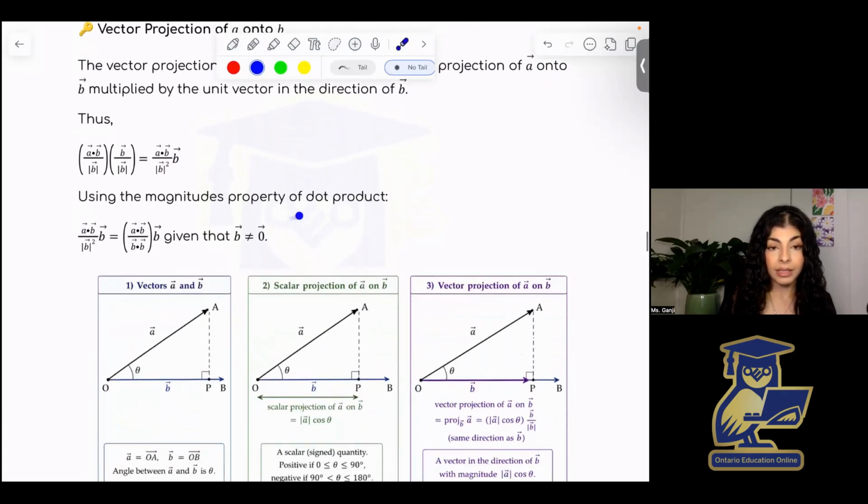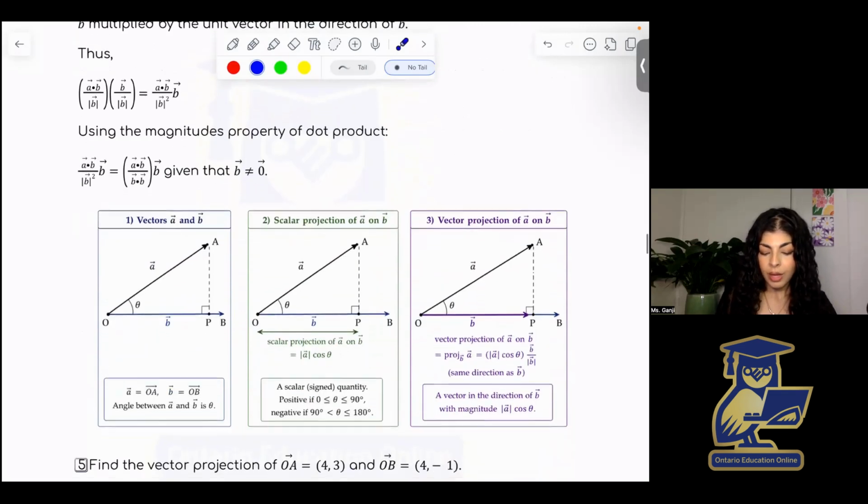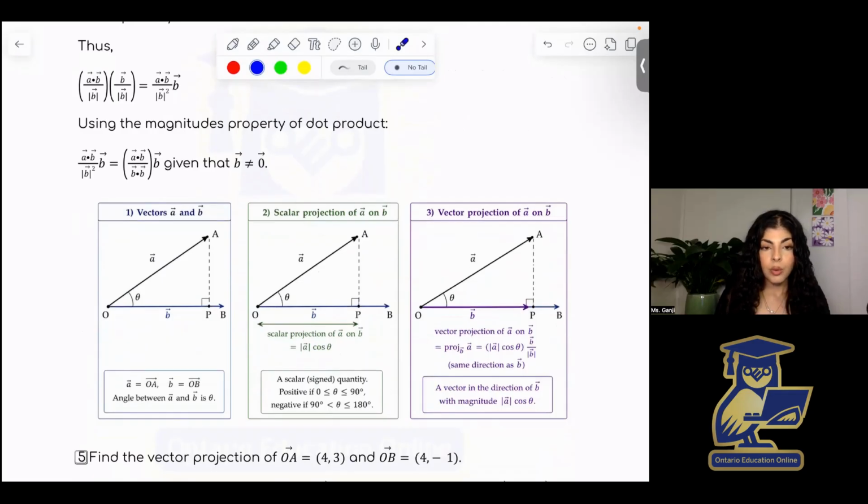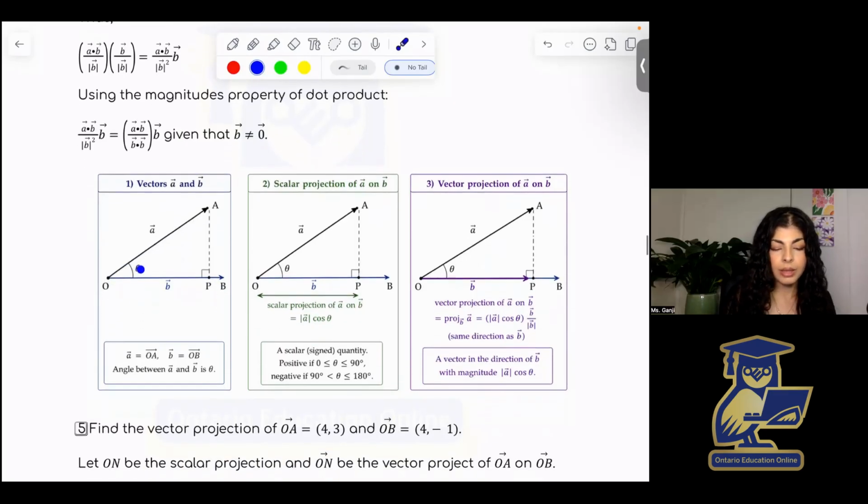Now, using the magnitude property of the dot product, the magnitude of b squared is also just b dot b, but we have to have that vector b is not equal to 0, or else this would just be 0, and we can't have a 0 in the denominator. So now consider vector a and vector b, given by OA and OB, and the angle between them is theta.